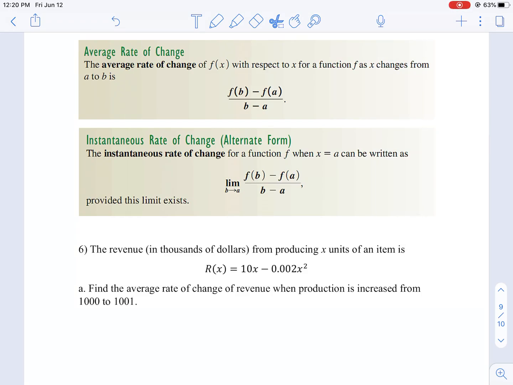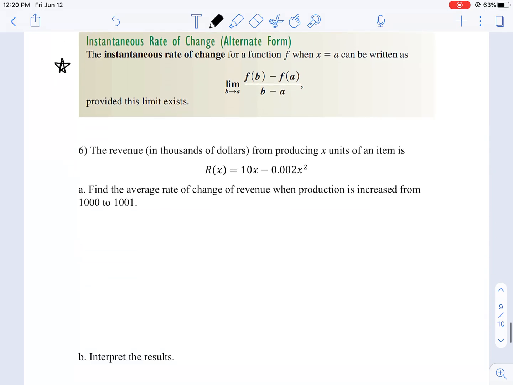Hello class, in this video I'll be showing you how the average rate of change and the instantaneous rate of change can be applied in a business setting. At the top of the page I have provided the average rate of change formula and the alternate form of the instantaneous rate of change formula. Let's begin.